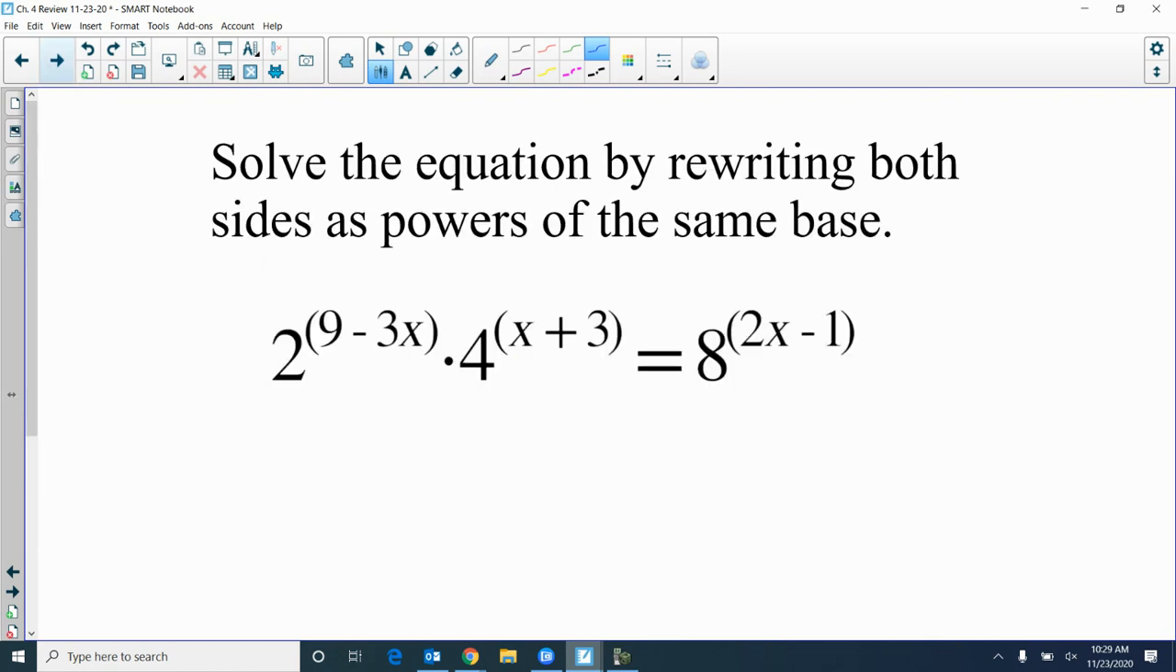All right, this again is a no calculator one. This is one of those changing the base. All right, take a look at it. I'll do it here in a second. If you're good, go ahead.